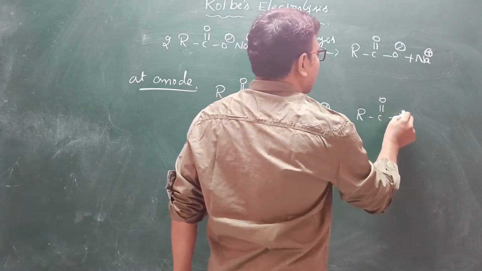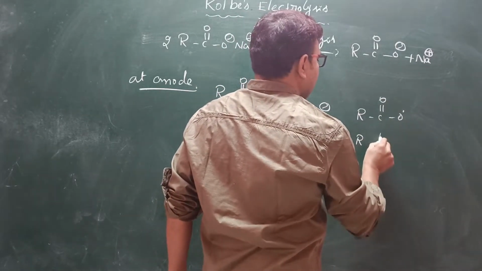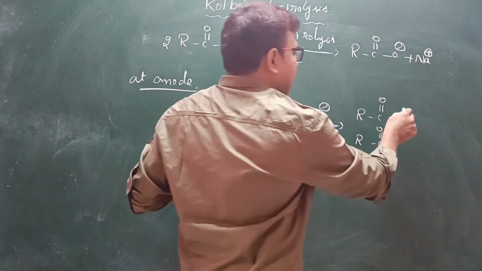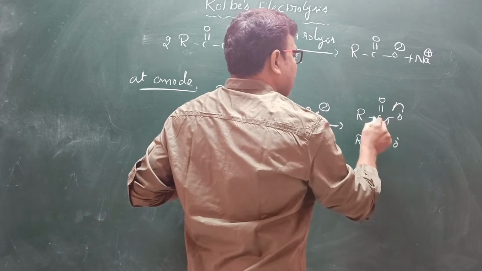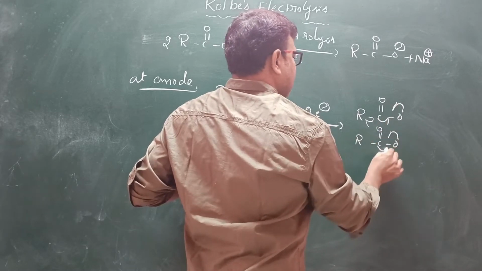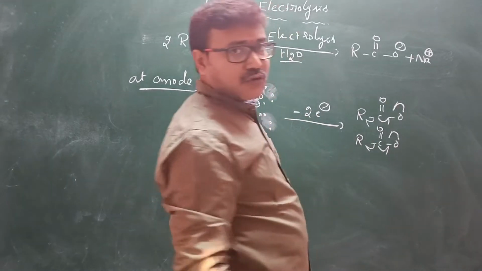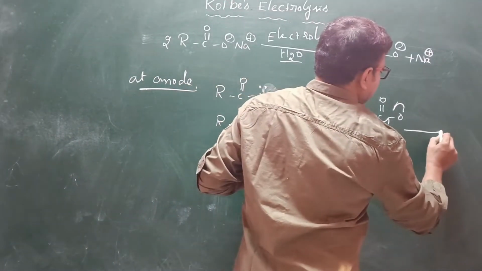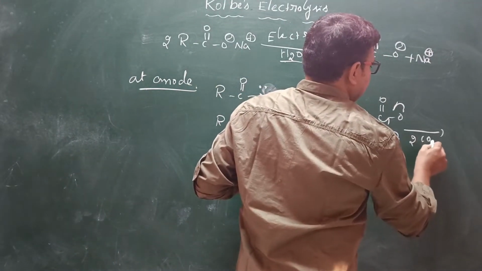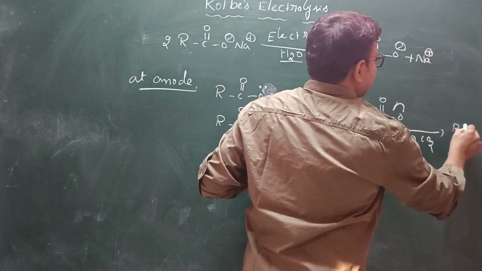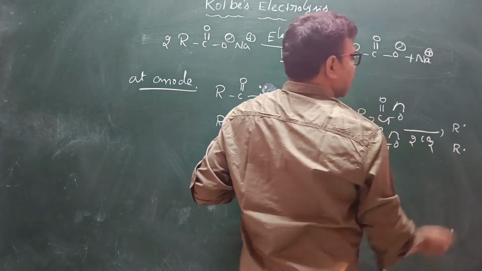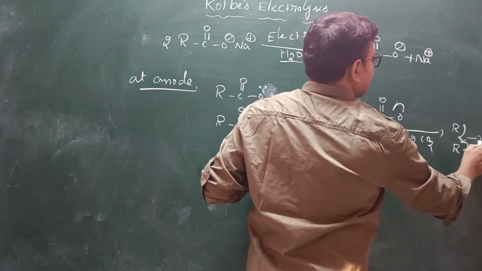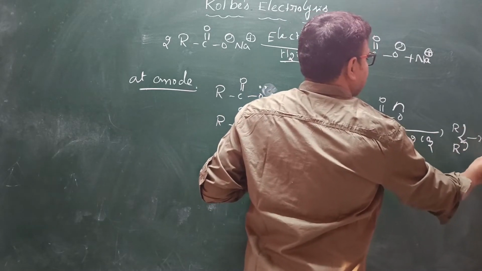RC double bond O free radical, RC double bond O free radical. Now these undergo homolytic cleavage, because the byproduct is a neutral gas, with loss of 2 moles of CO2 to give R free radical and R free radical. These R free radicals are involved in bond formation to give alkane.